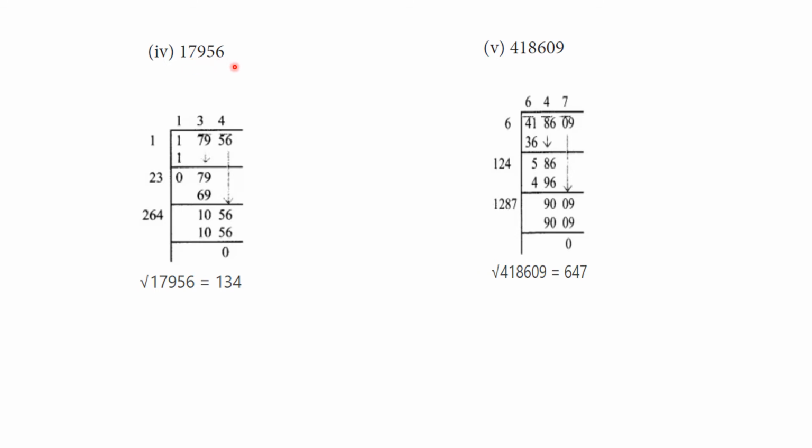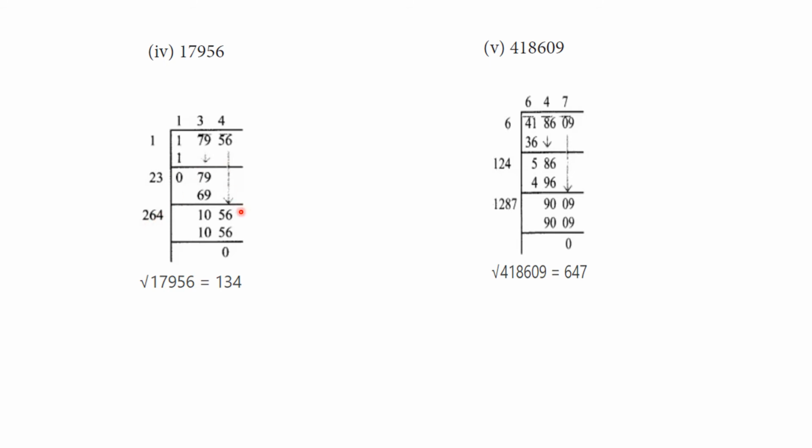Next, 17,956. From right to left you separate 56, 79, 1. So 1 1 is 1, subtract 0. Carry down 79. 1 into 2 is 2. You put next 3 and 3 in the quotient and divisor. So 3 3s are 9, 3 2s are 6. After subtracting, 79 minus 69 is 10. Carry down 56. So 2 as such you write it. Now you have to multiply with 3 only. So 3 into 2 is 6.